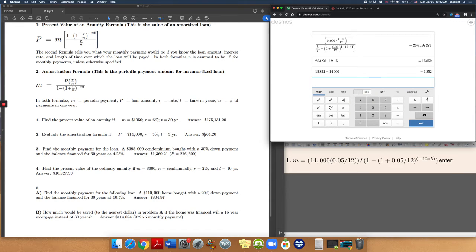Okay, out of more curiosity, what would it have been if I had done the simple add-on interest? That would be 14,000 times 0.05 times 12. Right, 12 times per year. Oh, I'm sorry. Times, not 12, times 5 years. 3,500. So 3,500 would be the simple add-on interest compared to 1,852. So almost about half, yeah. Little less than double if you did the add-on interest.